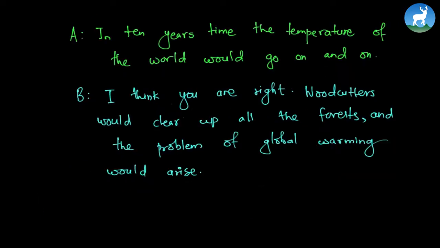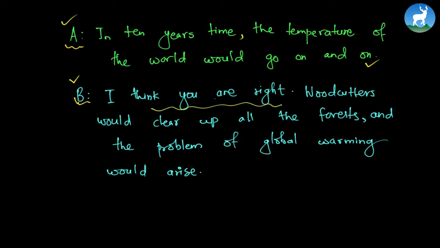Now this is another set of example. We have A and B like the earlier example. Now in this section, A said something like, in 10 years time the temperature of the world would go on and on. That means there would be an increase in the temperature. And B says, I think you're right.